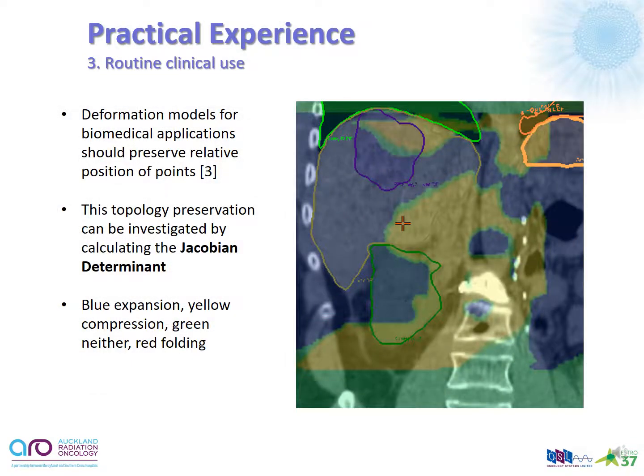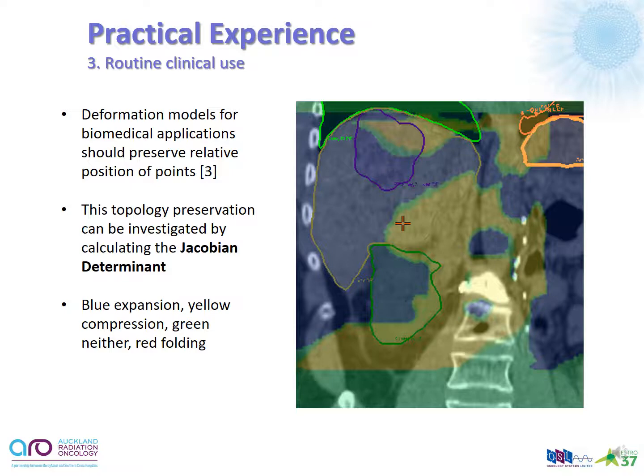The third and final example of our practical experience I'd like to show you is our use of the Jacobian determinant calculation in the deform module in ImSimQA. Now this is incredibly useful for investigating problem areas within your DVF by visualizing areas of contraction, expansion or folding in the DVF, which aren't always obvious when looking at the vector fields in RayStation, for example.